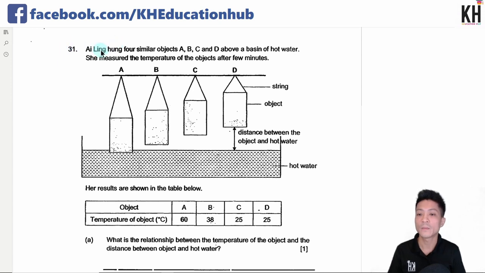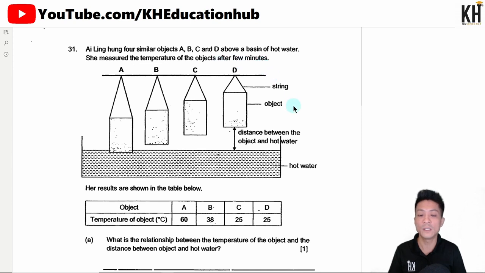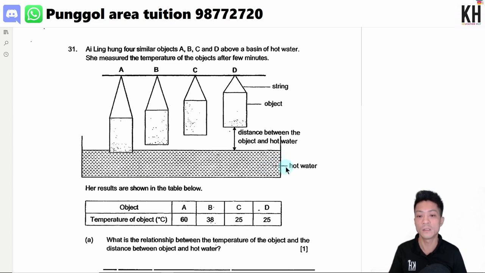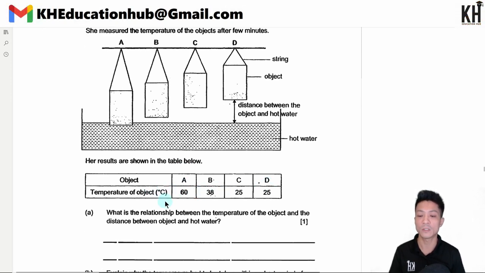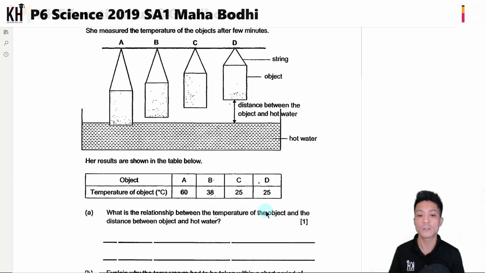Okay, question 31. Ai Ling hung four similar objects A, B, C, and D above a basin of hot water. She measured the temperature of the objects after a few minutes. So there is A, B, C, D which she is hanging above the basin of hot water. Her results are shown in the table below. So object A, B, C, and D, the temperature of the object is 60, 38, 25, and 25. What is the relationship between the temperature of the object and the distance between object and water?